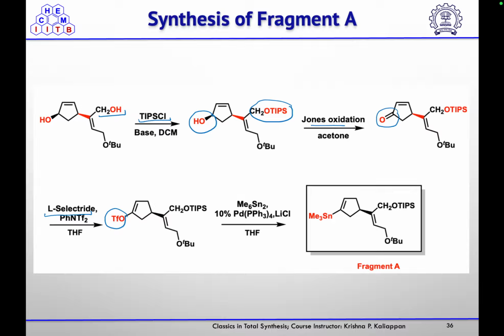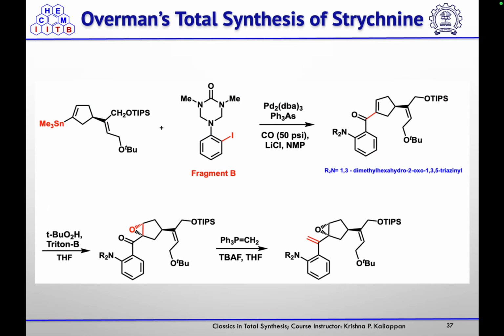Then here they wanted to introduce the tin moiety. So for that purpose, they treated it with this hexamethylditin compound in the presence of palladium catalyst. So here they got this tin. So this is fragment A, and fragment B was already ready.